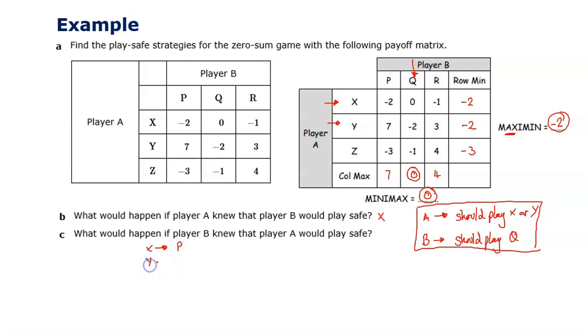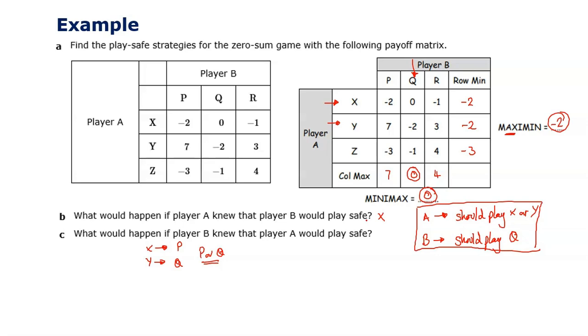But what if he plays Y? Does it make any difference? I'm not sure is the answer. Y, we want the most negative answer. Well, now it's definitely Q. So it makes a difference because the -2s here are in different places. So probably P or Q, sorry. So you've got subtly different answers depending on which one that player B has played, P or Q.